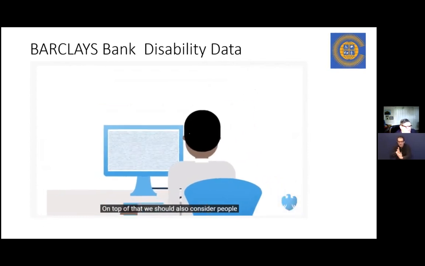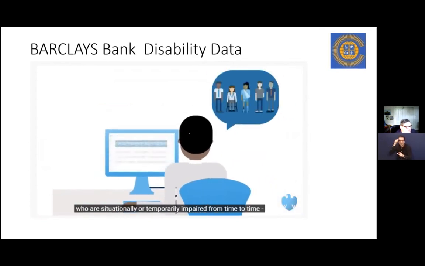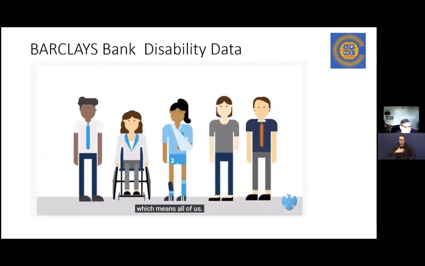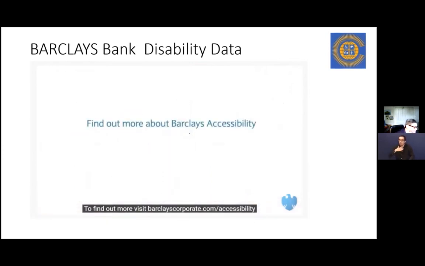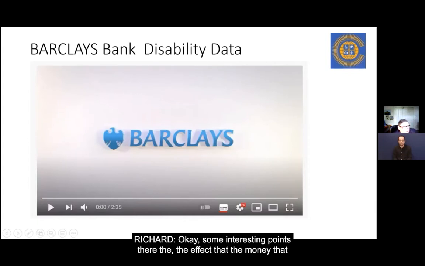On top of that, we should also consider people who are situationally or temporarily impaired from time to time, which means all of us. To find out more, visit barclayscorporate.com/accessibility. Okay, so some interesting points there.